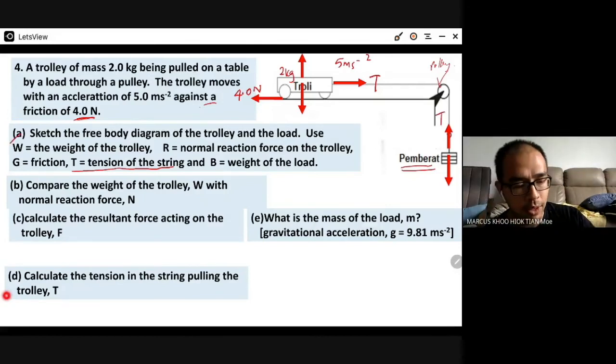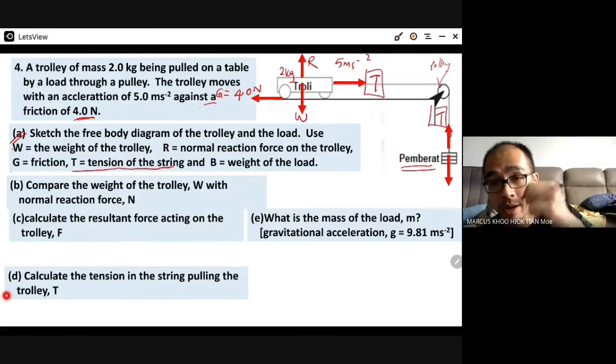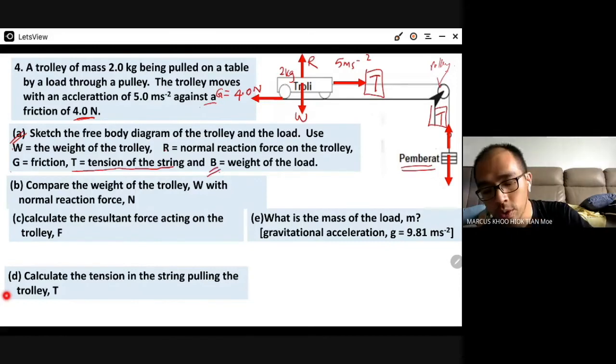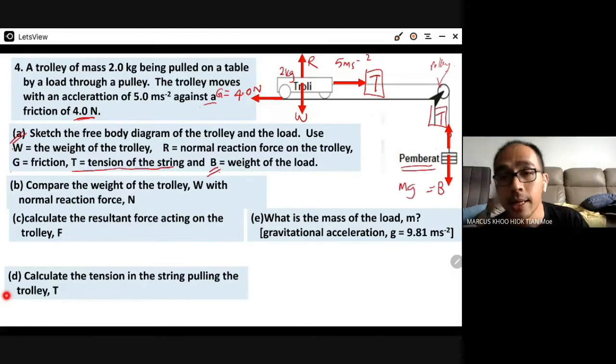Sorry, I'm sketching the free body diagram now. W is the weight of the trolley. R is the normal reaction force on the trolley, and R is upwards. G is friction, which is 4 newtons. T is the tension of the string, which they will ask you to calculate. And B is the weight of the load. So over here is B, which I know is actually mg, the mass times the gravity.